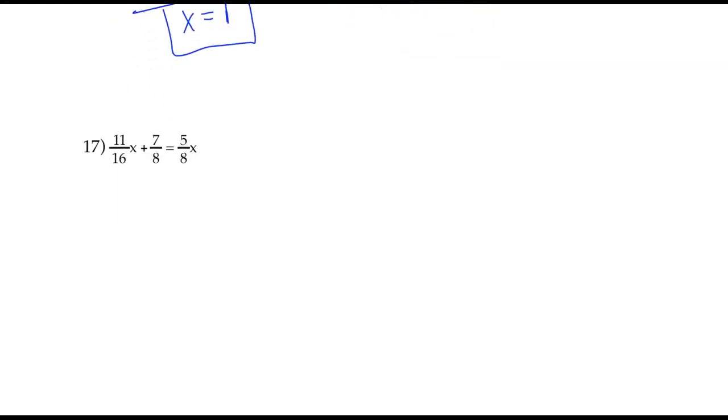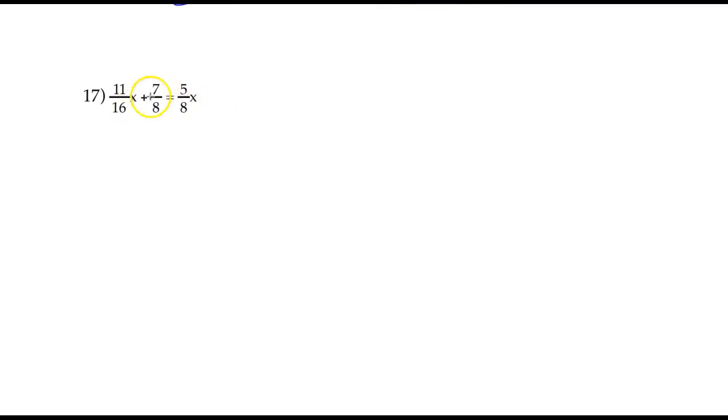All right, so moving on to number 17. This one has a lot of fractions in it. If you don't want to deal with those fractions, the easy thing to do is to multiply both sides of the equation by the LCD. In this case, 16 is the LCD because we know that 16 times 1 is 16 and 8 times 2 is 16. And 16 is the smallest number that both 8 and 16 can divide into evenly without a remainder.